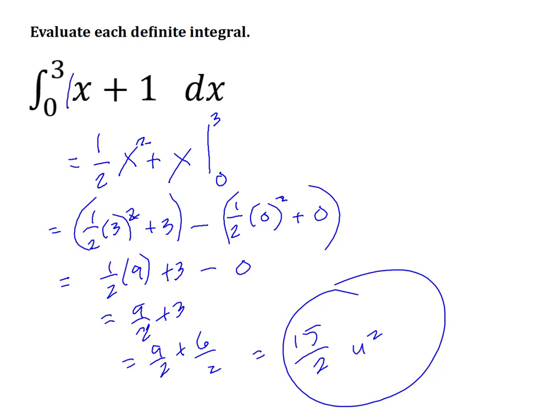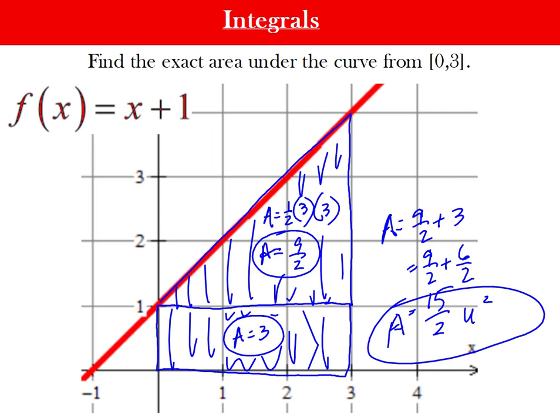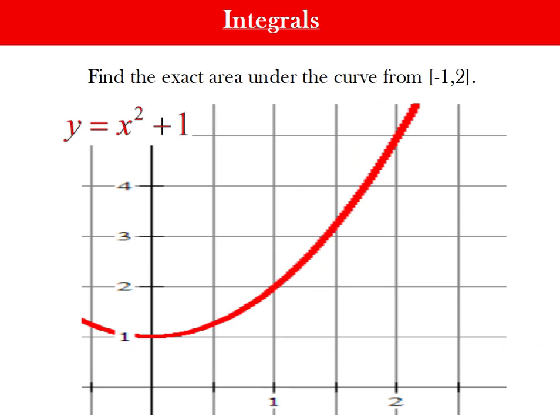Let's see if that matches up with what we did earlier. Ta-da! 15/2 units squared. So it does indeed work. All you do is take the antiderivative of the function given, and then we go from our starting point, which in this case was 0, to 3: find the antiderivative, substitute in your ending point, then minus, substituting in your starting point, and that will give you the area under the curve.